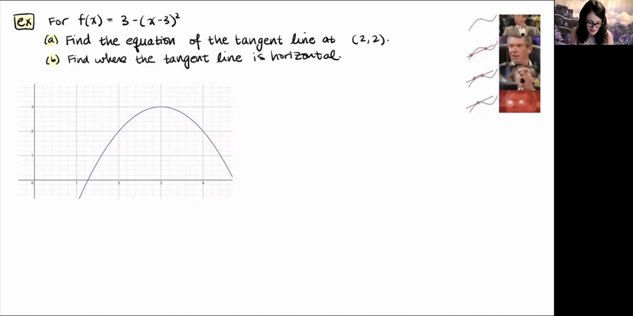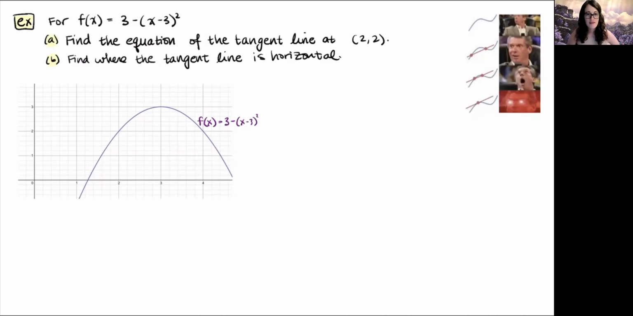So let's look at f of x equals 3 minus, parentheses, x minus 3 squared. In part A, we're going to find the equation of the tangent line at the point (2, 2). And in part B, we're going to find where the tangent line is horizontal. So I have the graph here of the function. This is a graph of the function that we're given, 3 minus (x minus 3) squared. It's an upside down parabola.